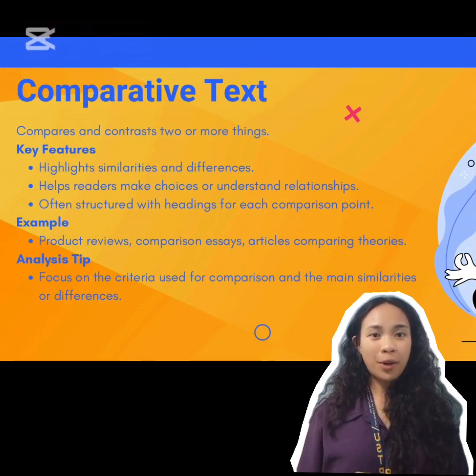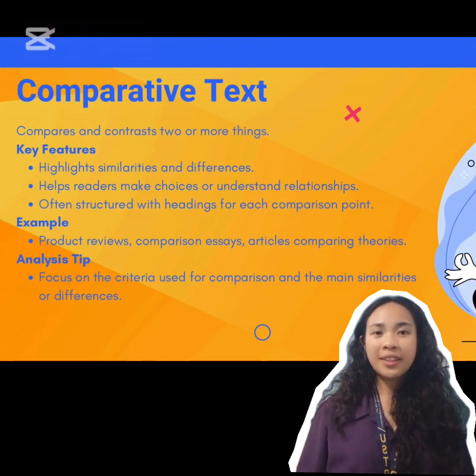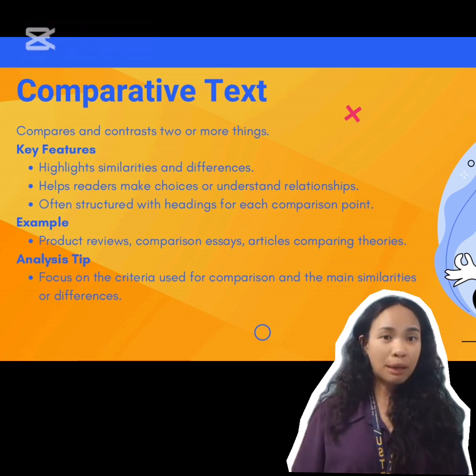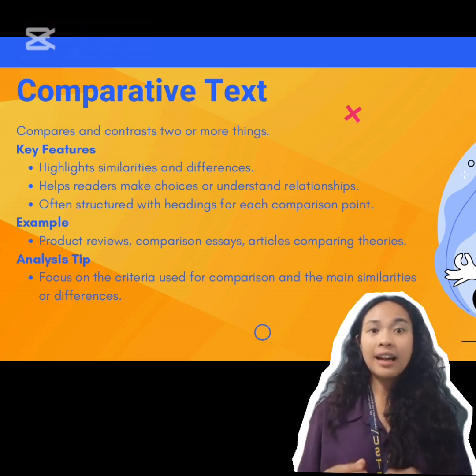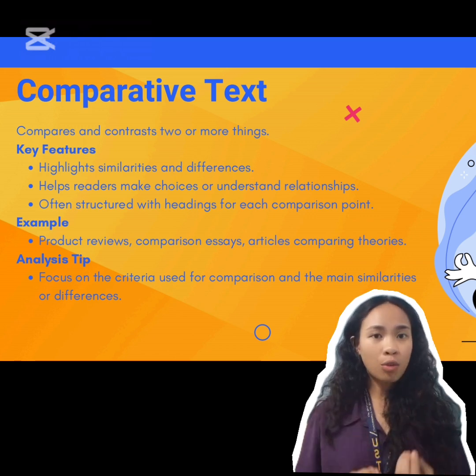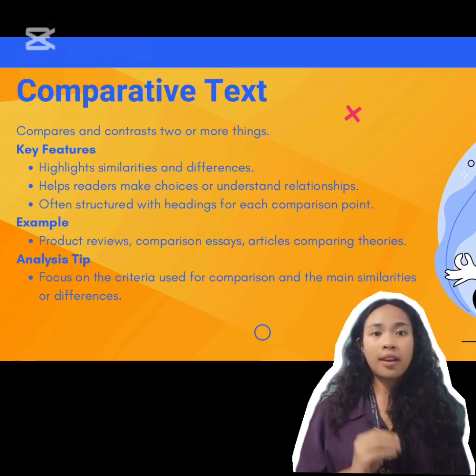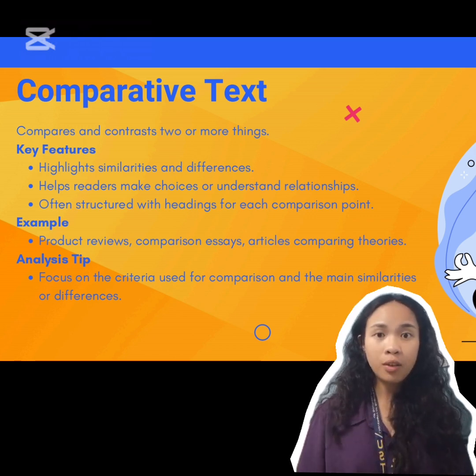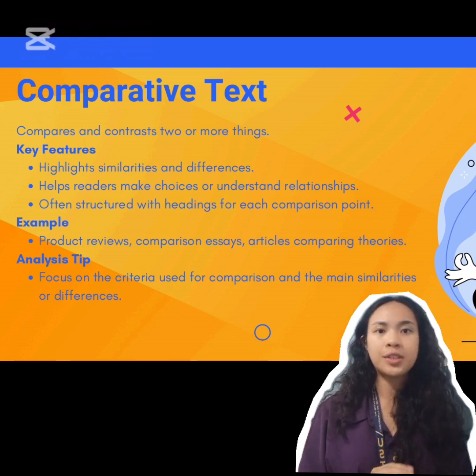Here we have comparative text. Comparative text analyzes and compares two or more things. It highlights similarities and differences. It is also often used with the aim of informing or persuading the readers.